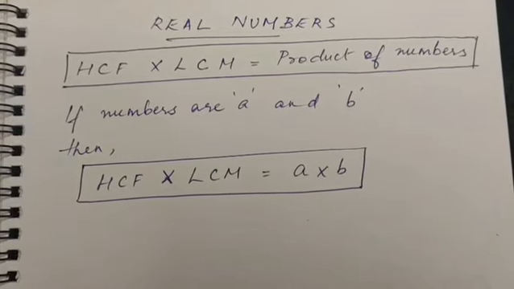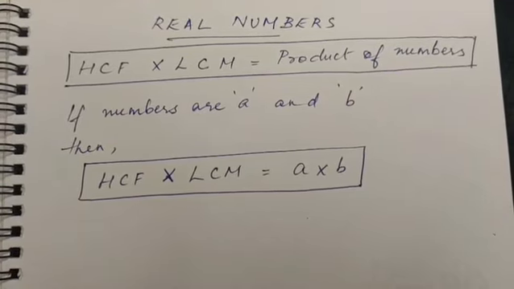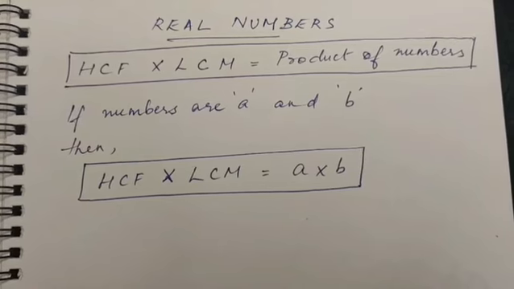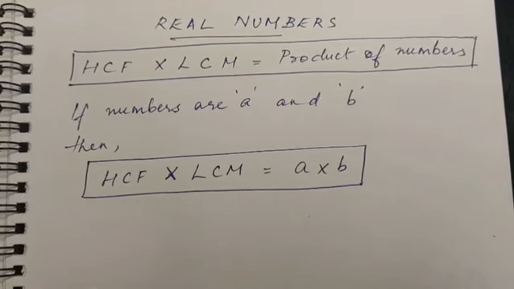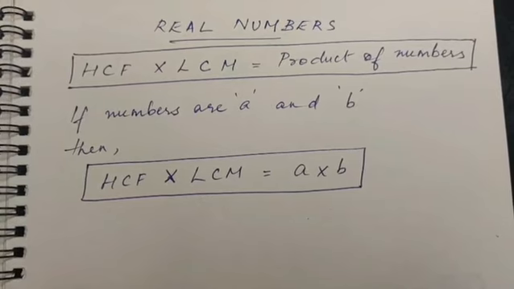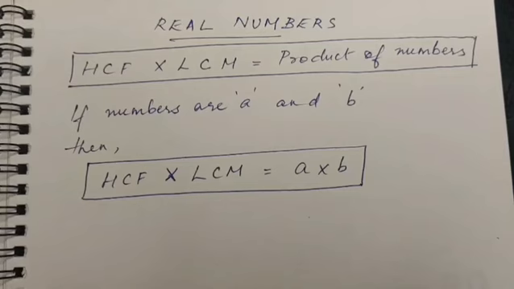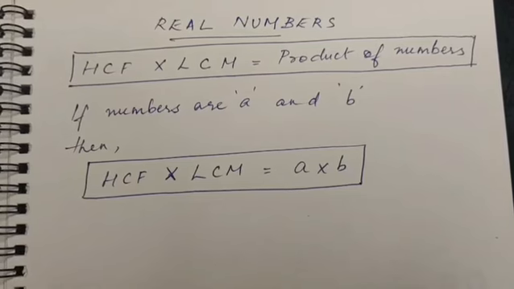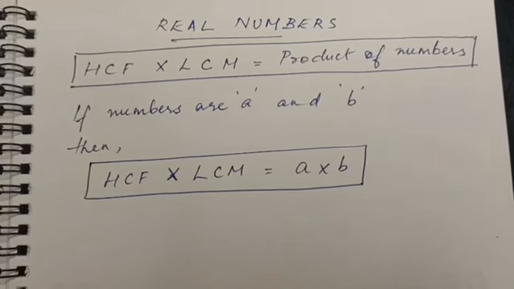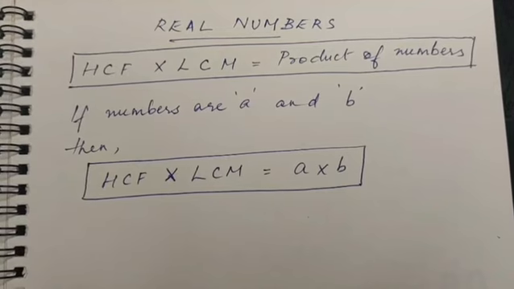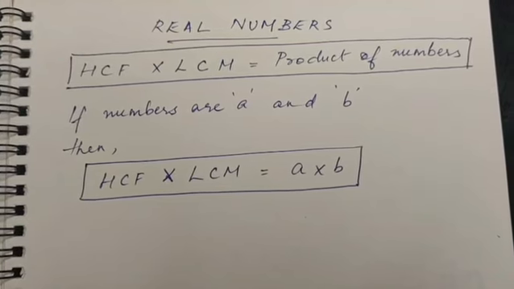Coming to the next chapter, that is real numbers. Here, real numbers means it is a combination of rational and irrational numbers. In this chapter, we will be learning the concept of HCF, LCM and the product of numbers. So you know that HCF into LCM is equal to the product of numbers.